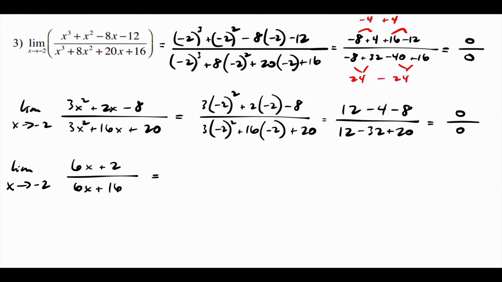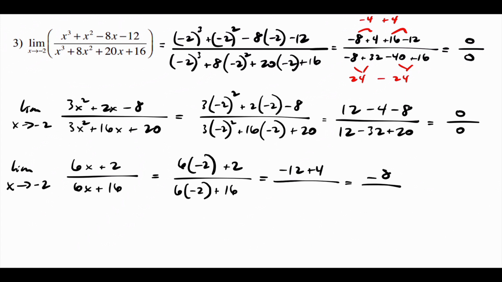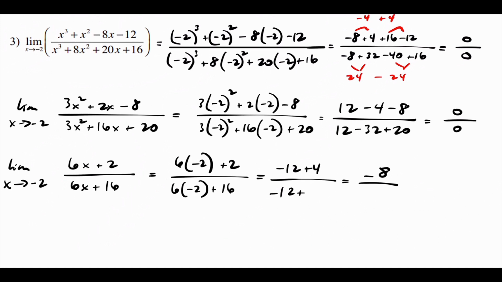And keep doing that until I get an answer, until I get something I can use besides 0 over 0. So we get -12 plus 4, which is -8. Then I get -12 plus 16, which is +4. Isn't it 2 up top? 2 up top. 6 -2 plus 2, and then change it to 12 plus 4.